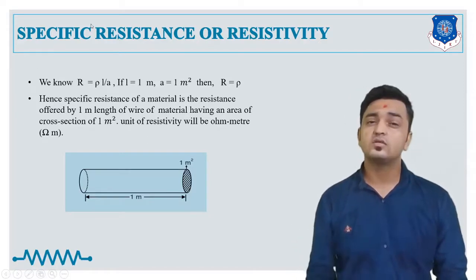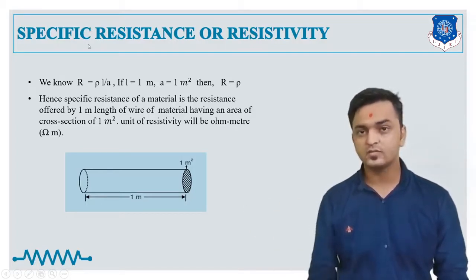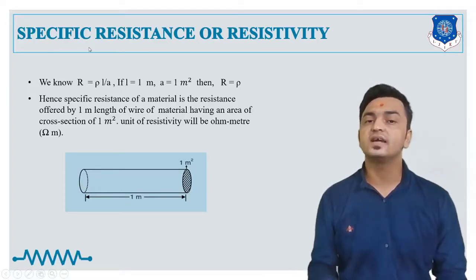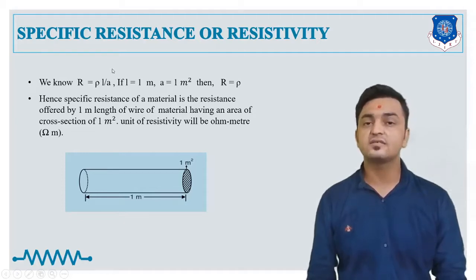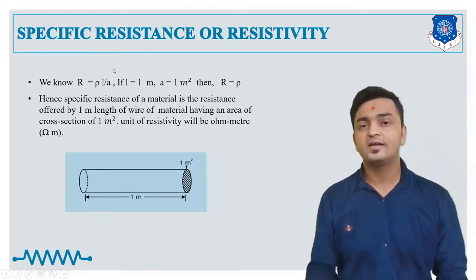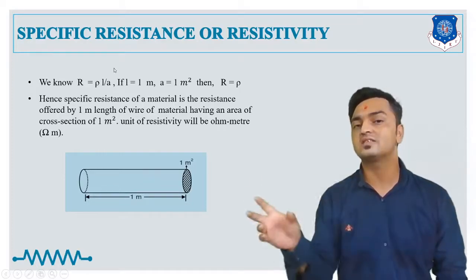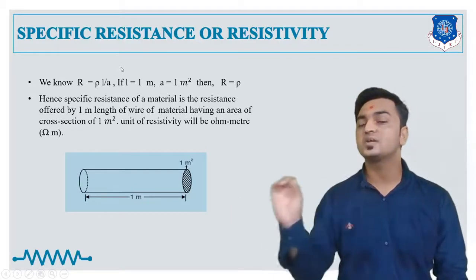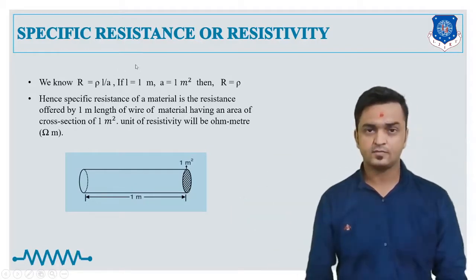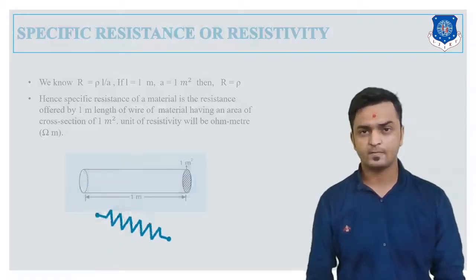So what is resistivity? It is nothing but the value of resistance of that material when we consider its length equal to 1 meter as well as its cross-section area equal to 1 meter square. The value of resistance found at that time defines the resistivity of that specific material. So this was the specific resistance or resistivity rho.